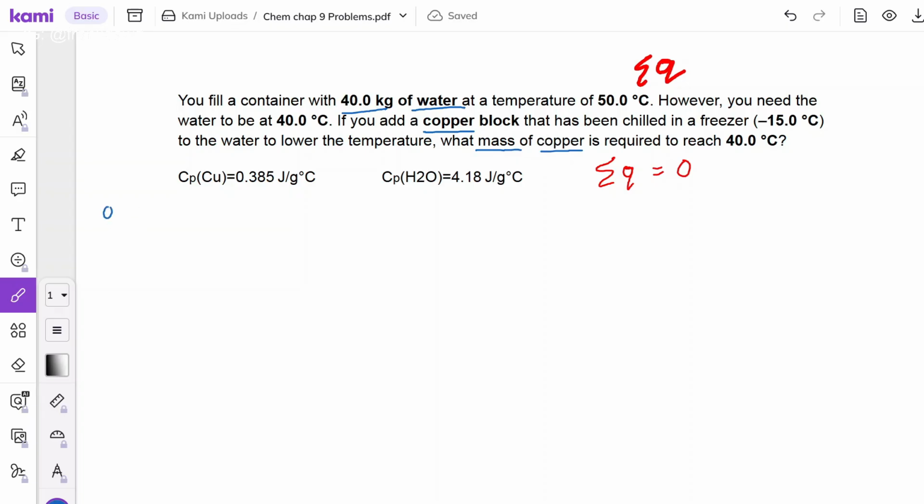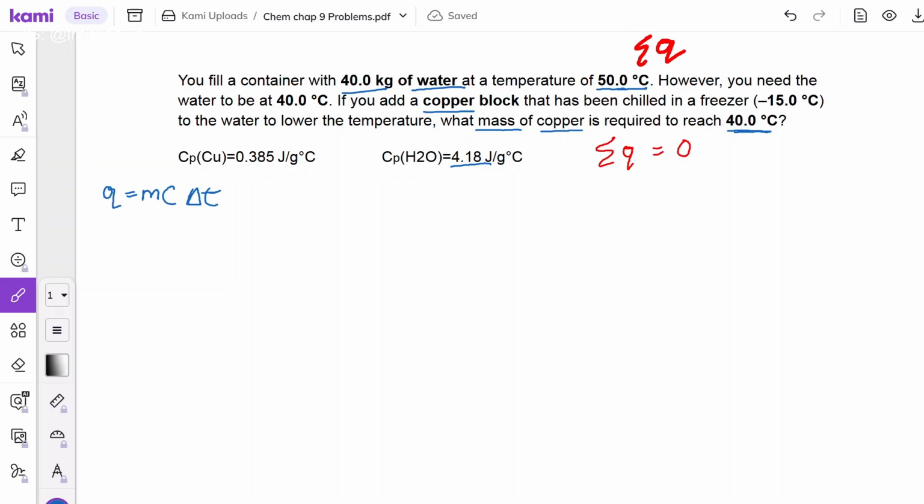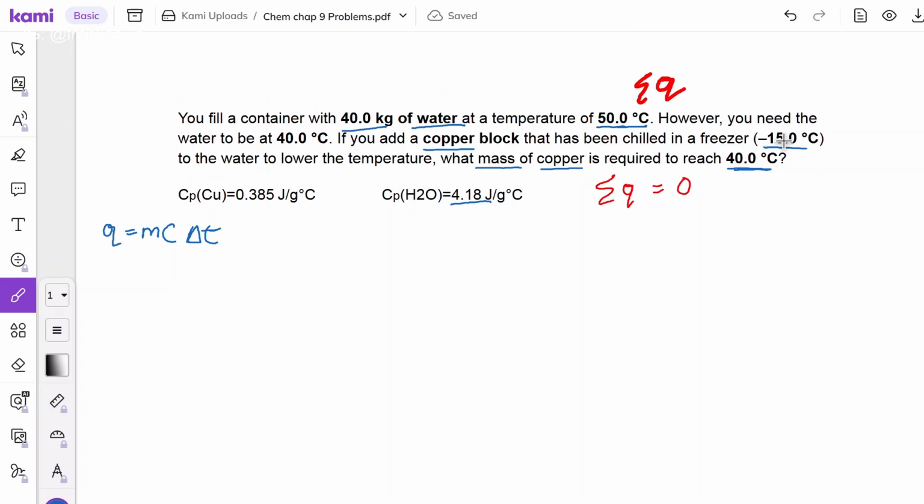And remember the equation, Q equals MC delta T. You're given the mass of water, the specific heat of water, and both temperatures. This is going to be the initial temperature because it says it starts at 50, and they're trying to reach 40, so this is the final, or target, temperature. You have both the initial and the final for water, and also the initial and the final for copper. Right here, this is the initial for copper. So you identify what you're given, and you try to find what you're not given.